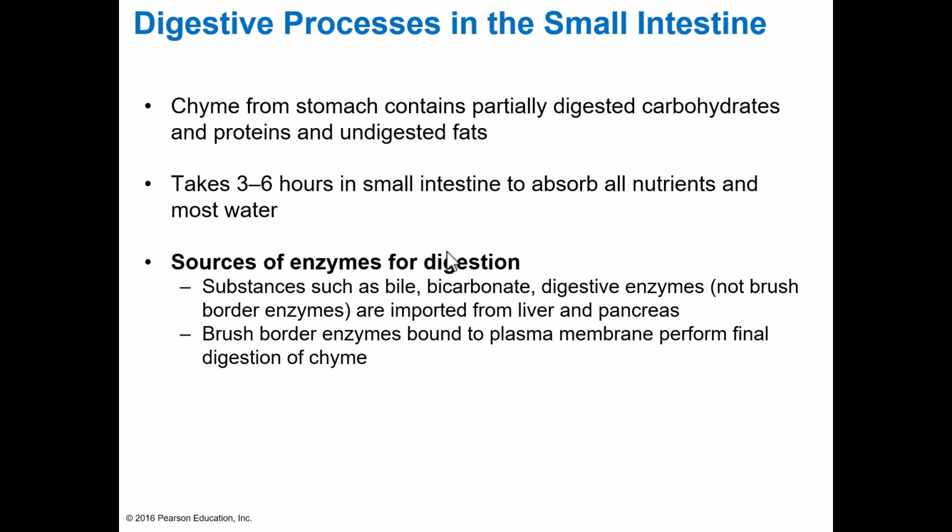Where are enzymes coming from for digestion? We know they're coming from the accessory structures, the pancreas, the bile is coming from the gallbladder, and the liver, I guess. And then we have those brush border enzymes from the duodenum itself.